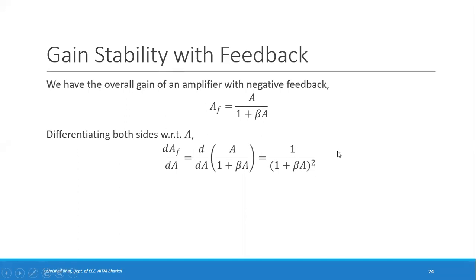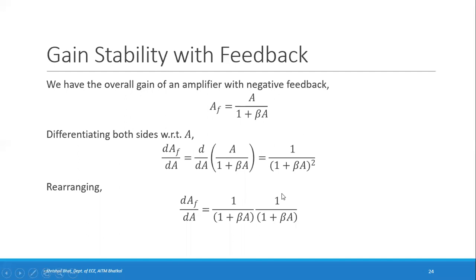You can try this, try to differentiate A divided by 1 plus beta A with respect to A. You will get 1 divided by (1 plus beta A) the whole square. If I rearrange this, I can write it as 1 divided by 1 plus beta A into 1 divided by 1 plus beta A, right? So dAF by dA is 1 divided by 1 plus beta A into 1 divided by 1 plus beta A. Now, one of the terms, 1 divided by 1 plus beta A, I will substitute this particular value in this equation.